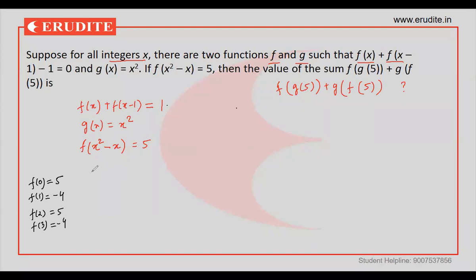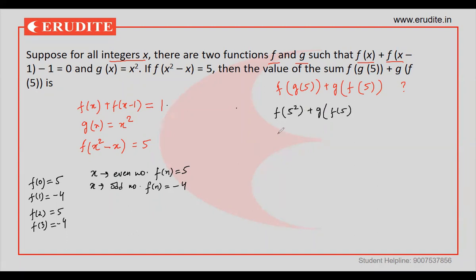So guys, what we got here, the conclusion I can say is that if x value is an even number, then function f(x) will be 5. If x is an odd number, then f(x) will be -4. We have to find the value of f(g(5)), and g function is given as g(x) equal to x square. So g(5) will be 5 square.